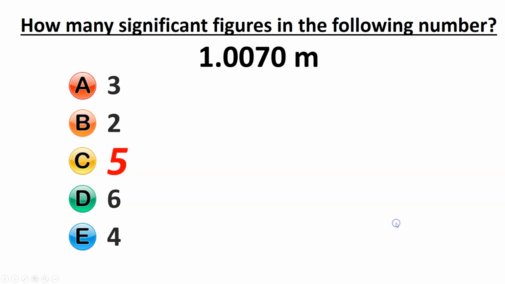All right, the answer is 5. There are 5 significant figures here. These are captive zeros, so they count. The 0 at the end came after a decimal, so even though it's trailing, it does count. And the 1 and the 7 are actual numbers, right? They're not zeros, so they always count. So these are all significant figures.